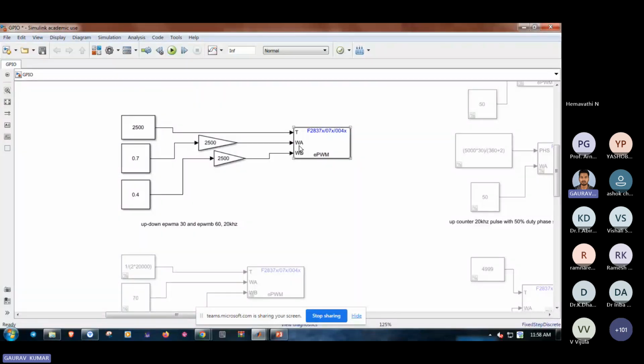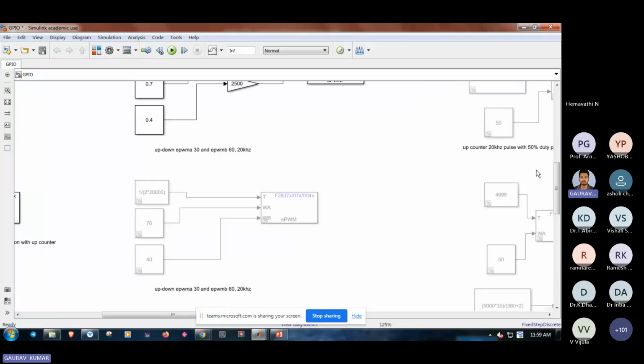Similarly, if we go for the compare value in terms of clock cycles, I have told you that the formula is 1 minus d into TBPRD. So 1 minus d: if we want to create for 30%, 1 minus 0.3 is 0.7, then we have to multiply with the TBPRD value, and then we can feed the compare value to A and the compare value to B, and EPWM works. Okay.